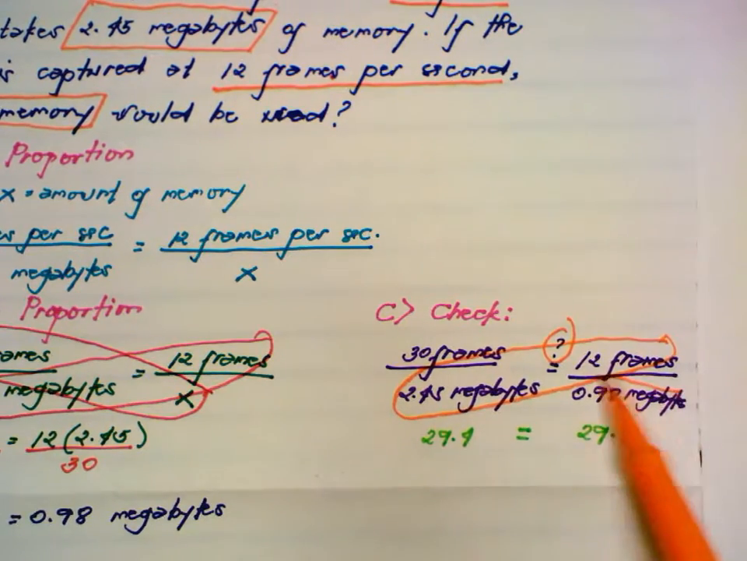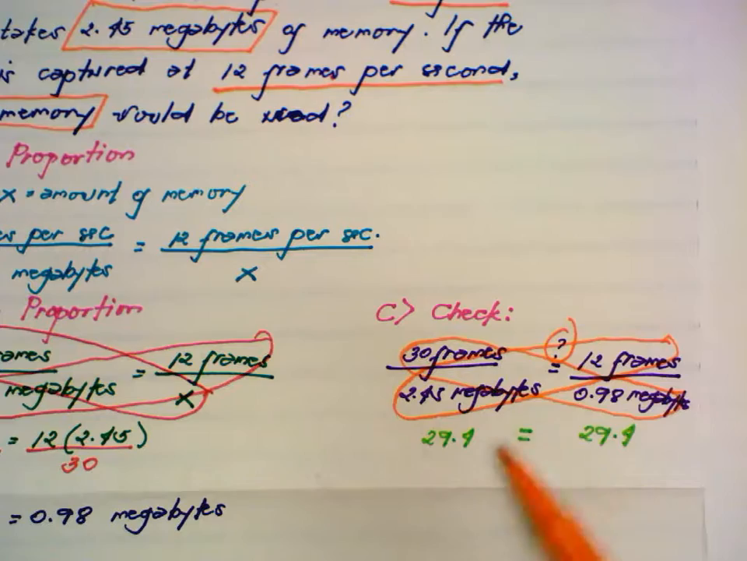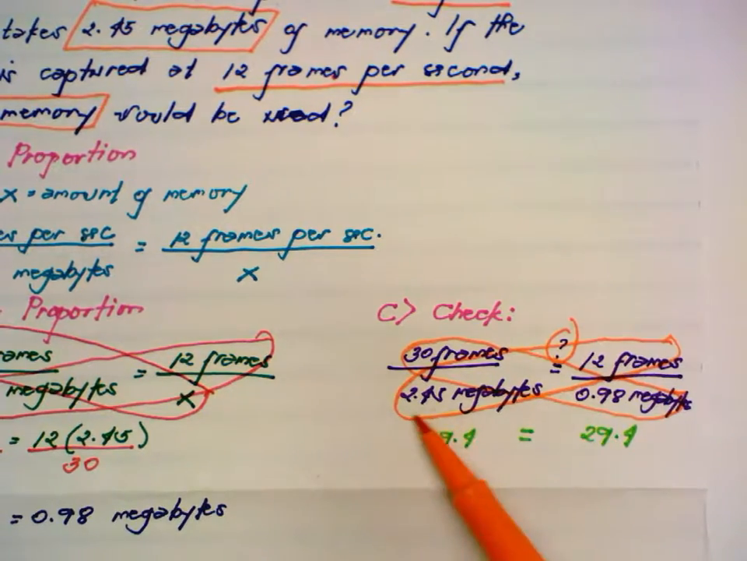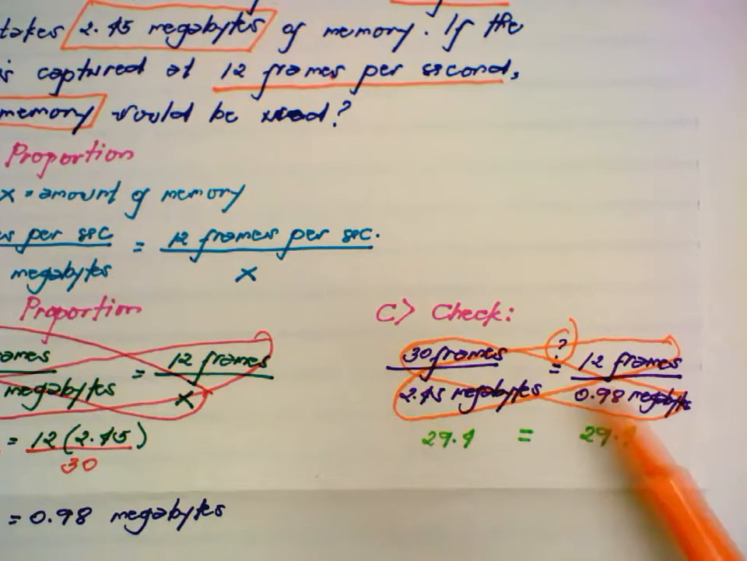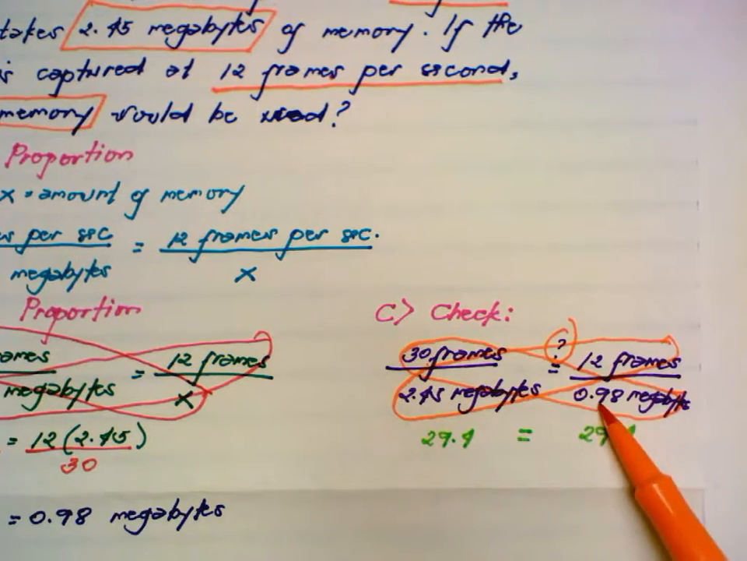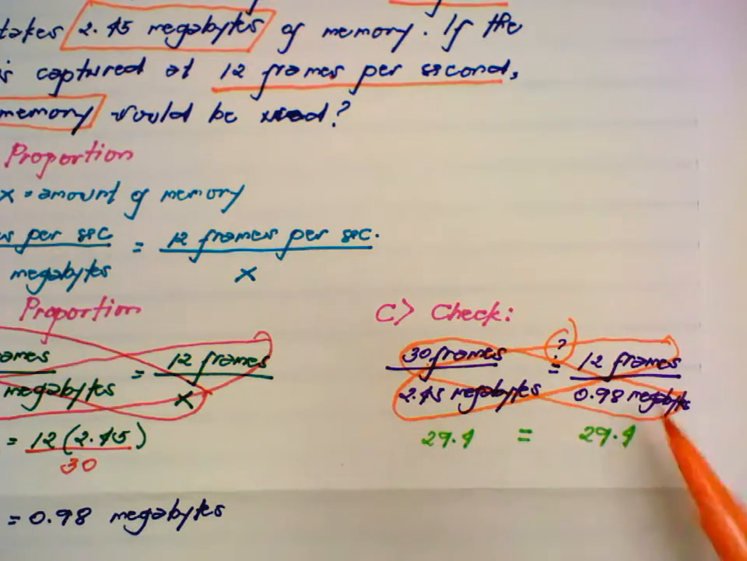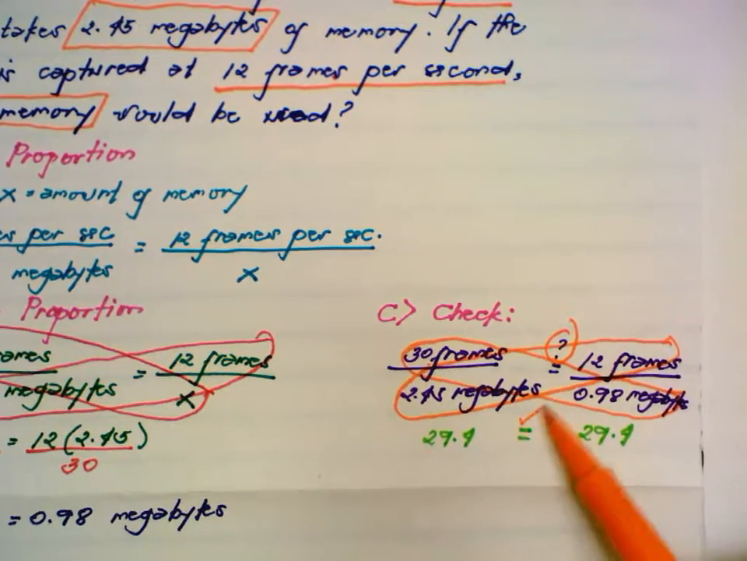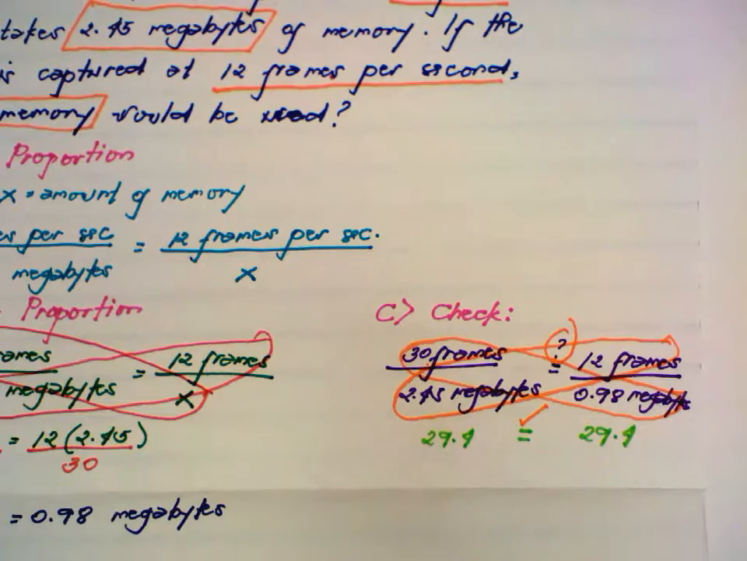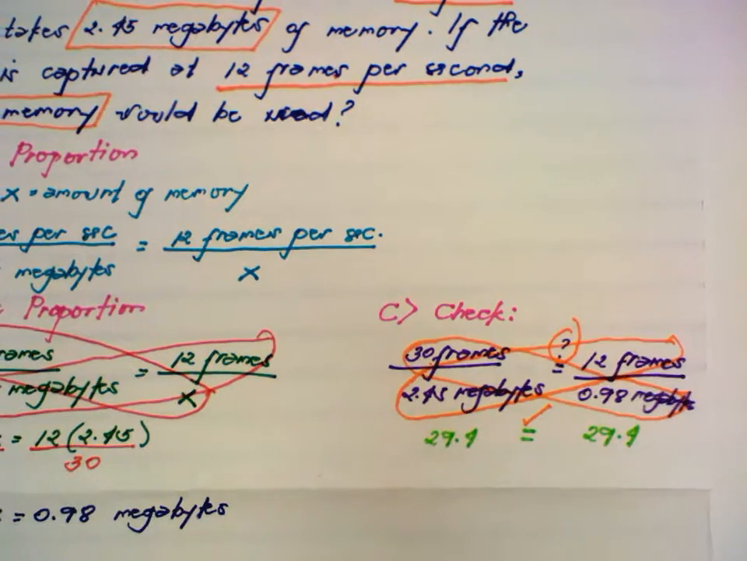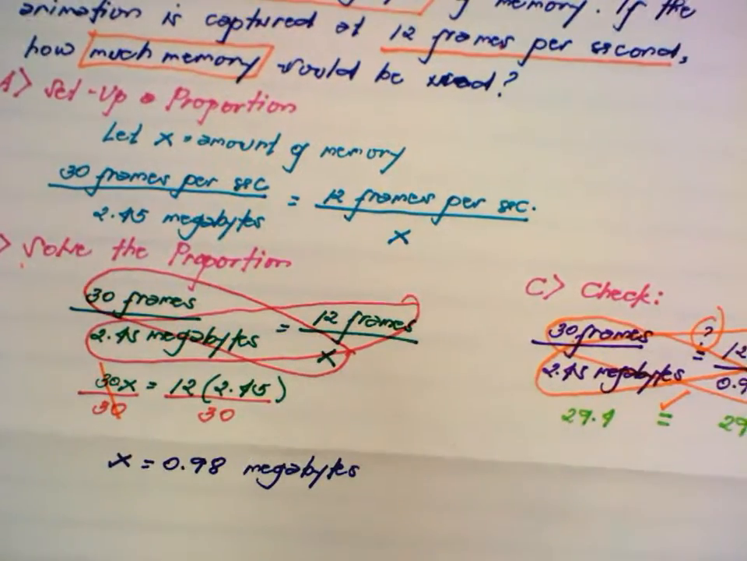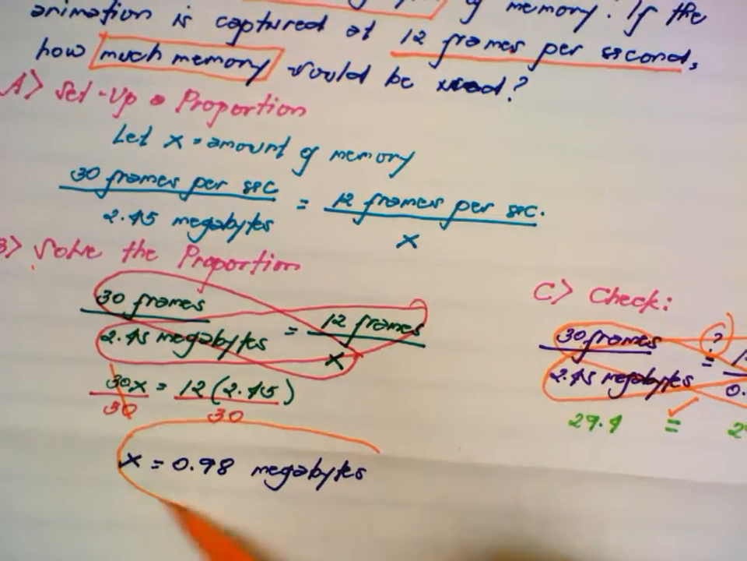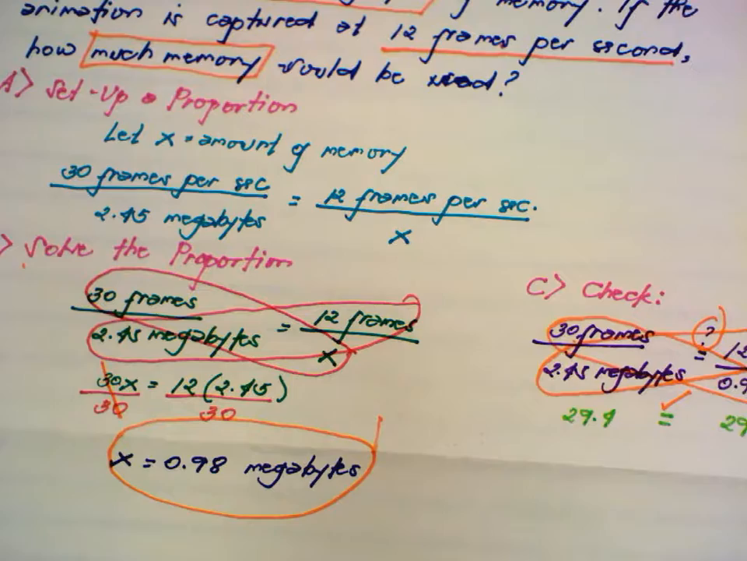If you multiply them diagonally, my product for 2.45 and 12 is 29.4. 30 times 0.98 is also 29.4. They are equal to each other, so I'll put a check mark here. In other words, our answer is correct. For 12 frames per second, it takes 0.98 megabytes.